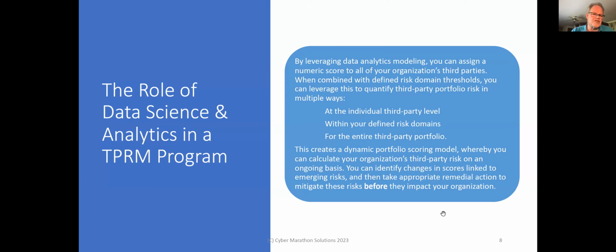Now, I'm just touching on the surface of this here, but by focusing on the questions that you need to ask that are relevant to specific relationships that you have with third parties and weighting those questions, you can actually build an analytical model which will allow you to score and track the change in the risk of your third-party program over time.